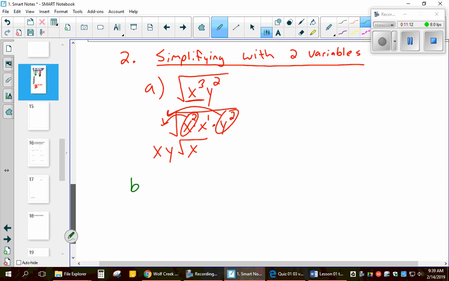Okay. B. You know what? I'm going to go on to the cube root part of it. So we'll say cube root of x to the 11, y to the 6. Alright, so this x to the 11, I gotta find numbers that add up to 11, right? Is what I'm really doing here. So I gotta split it up as x to the something times x to the something, right?